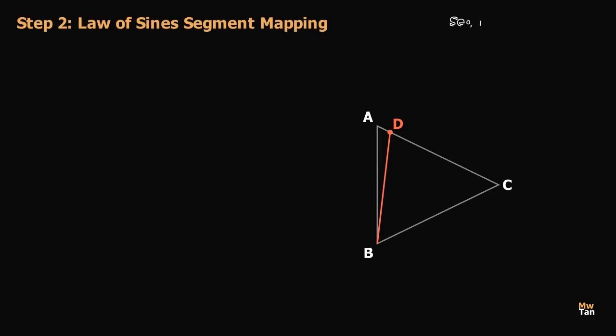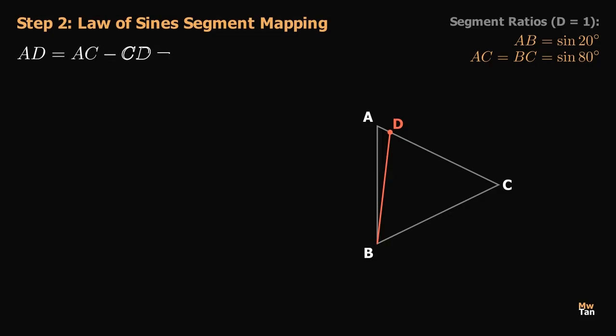Now the real question, what does AB equals CD actually do to this picture? Let's put real numbers on it. Use the law of sines with the triangle's circumdiameter set to 1. Pure ratios, no messy constants. Since D is on AC with CD equal to AB, the leftover piece, AD, is just AC minus CD. That's sine 80 minus sine 20.